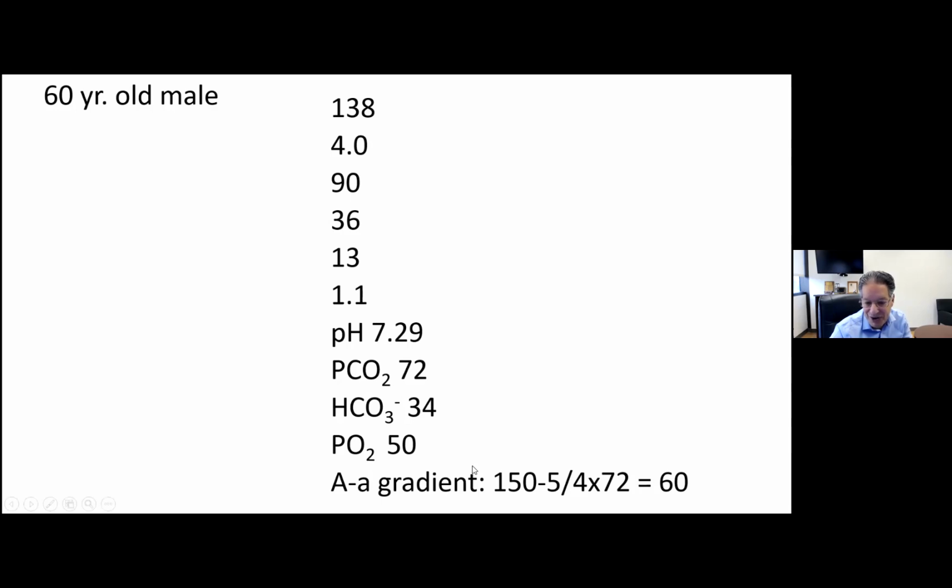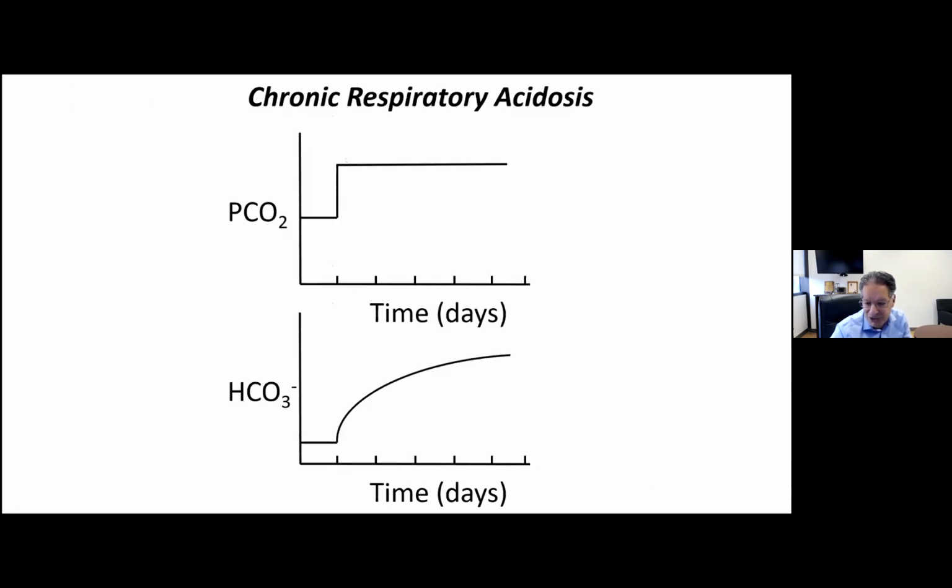In this case, we're calculating first what the PO2 is in the alveolus. The patient was breathing room air, so we're using 150 here, minus 5/4 of the PCO2. The answer is 60. When we subtract 50 from 60, we get 10, which is normal, and that helps us rule out certain conditions in the lung, and this is most compatible with chronic respiratory acidosis due to chronic bronchitis, which I'll show in a minute.